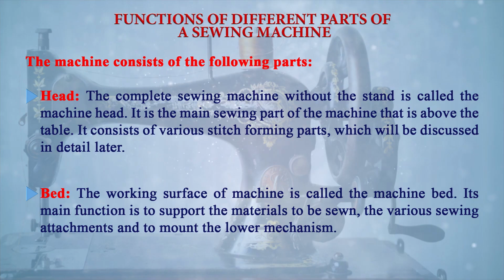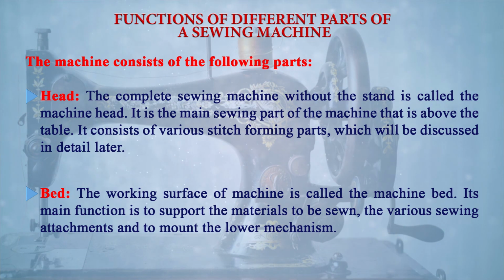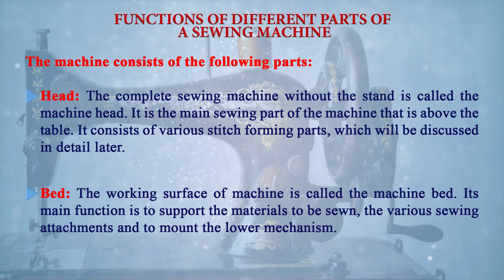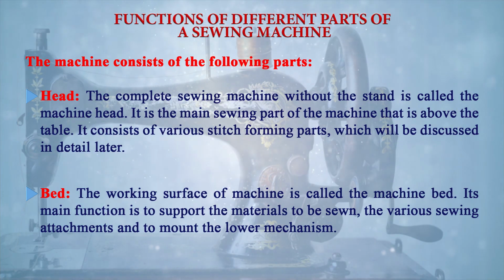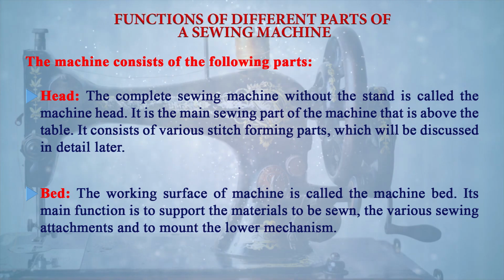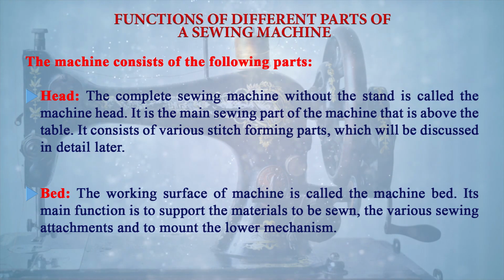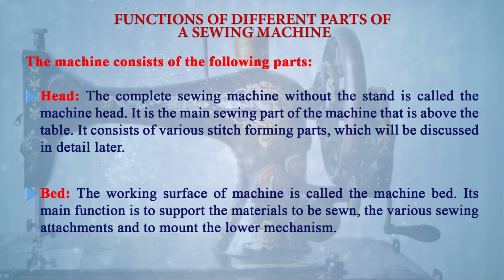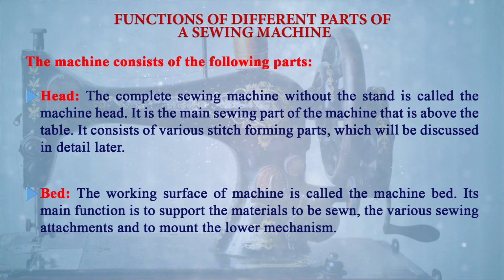So the machine bed is the part where we put the fabric to get it stitched. The main function is to support the material to be sewn. As we discussed, we put the fabric there, we have the needle, we have the thread. It is the part where we put the material or the fabric to get it stitched, to hold the various sewing attachments and to mount the lower mechanism. The bed part is very important as it gets attached with the lower part of the machine.